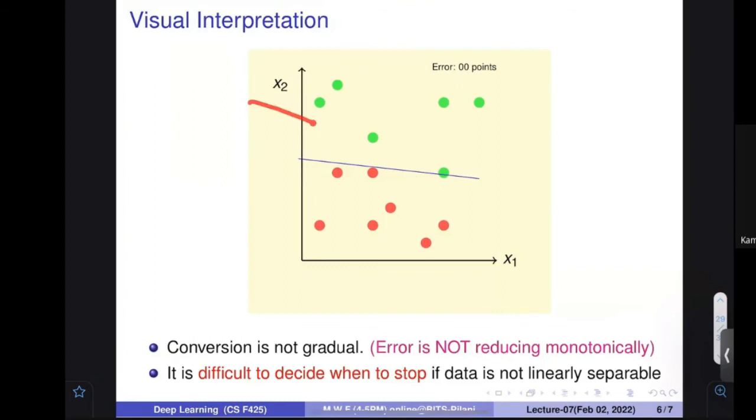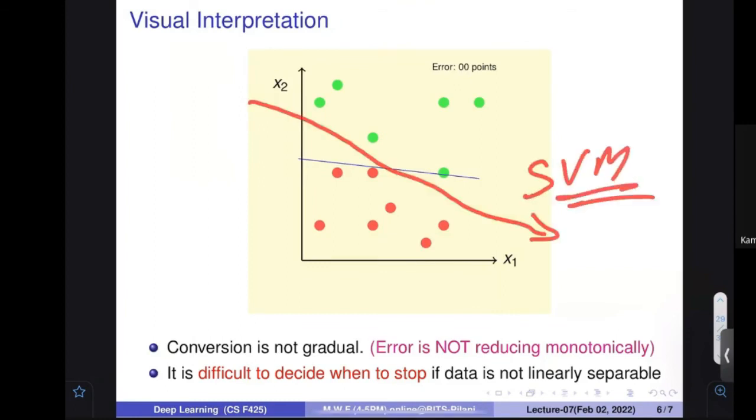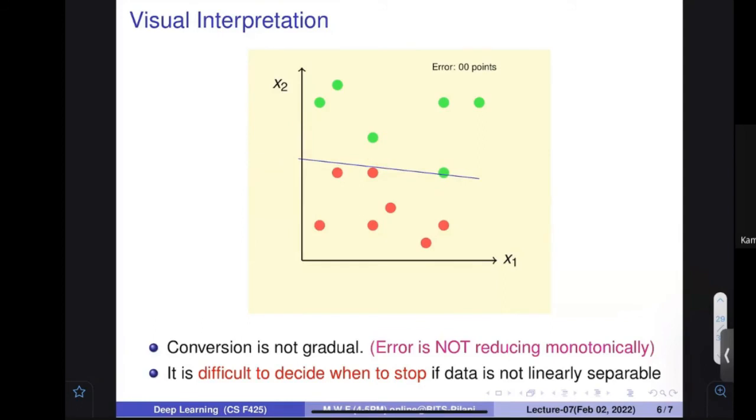You know that this could be a better line, as for example SVM can give you a better line. But right now we are not interested in that. Our training has given some line that has 100% accuracy, meaning all the points are correctly classified. The issue with this kind of strategy is only this, that convergence is not gradual. We have seen that sometimes it is increasing, sometimes decreasing.